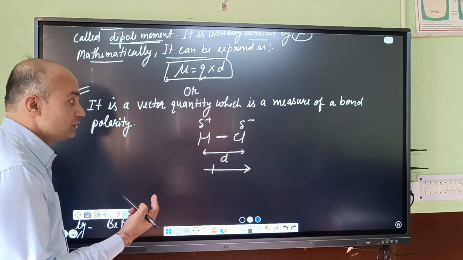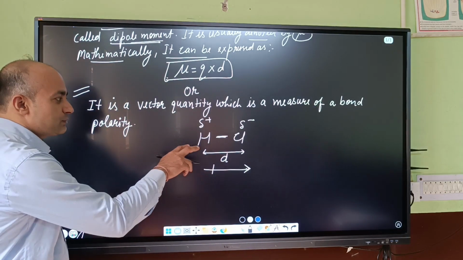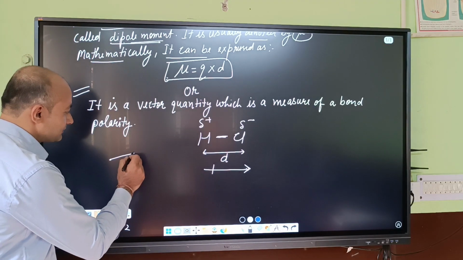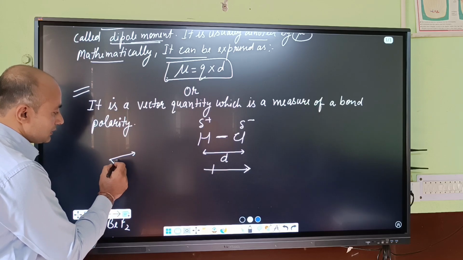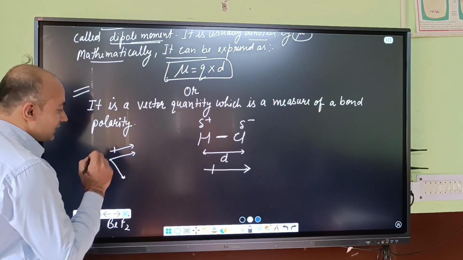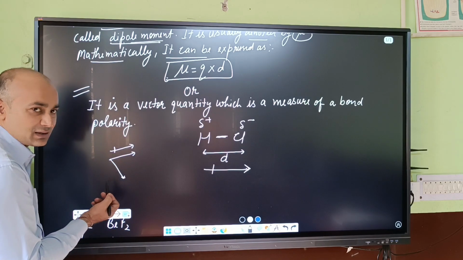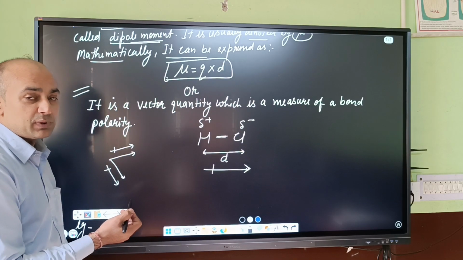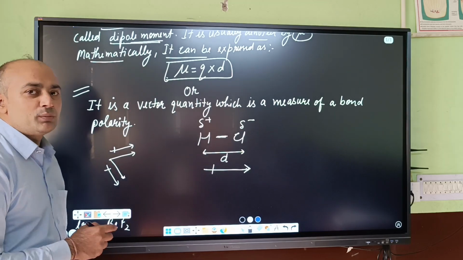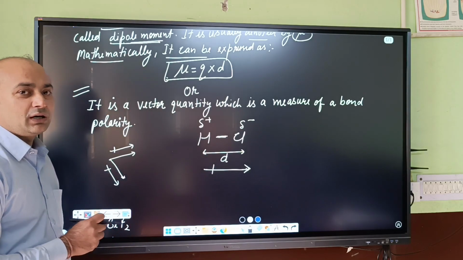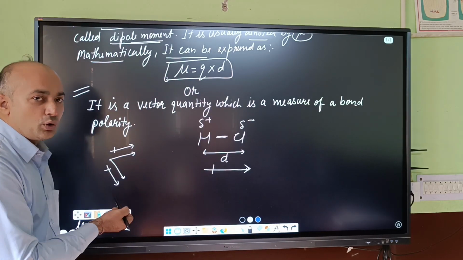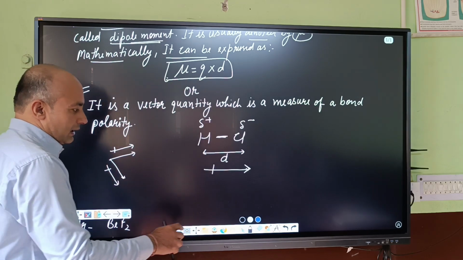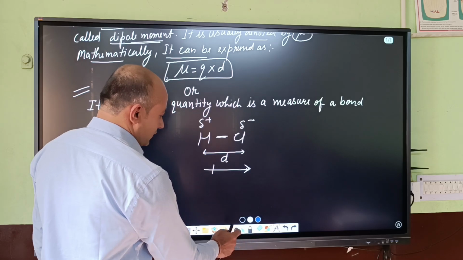This molecule has a single bond. If any molecule has multiple bonds like this, girls and boys, the direction of the dipole is toward the more electronegative element. Then if a molecule has multiple bonds, the dipole moment is the vector addition of the dipoles of all the bonds present within the molecule. Another example will make this clearer, student.